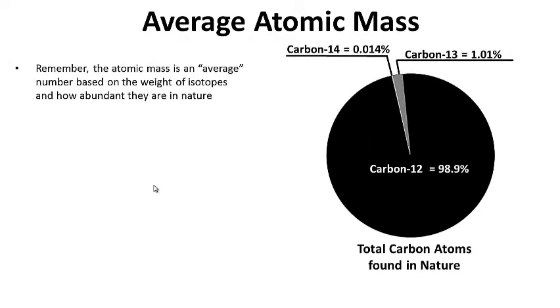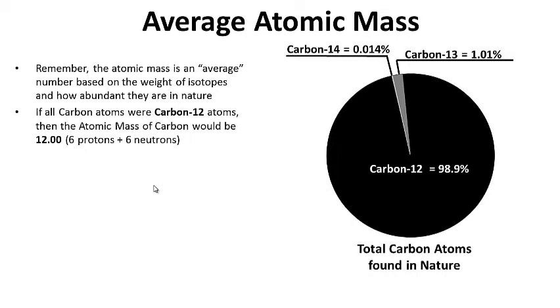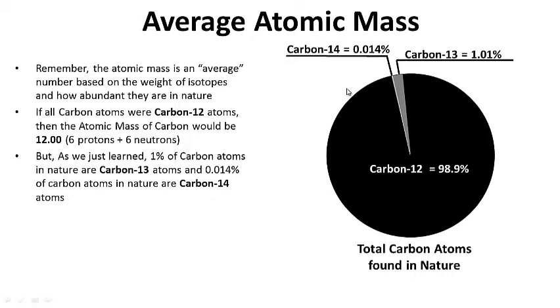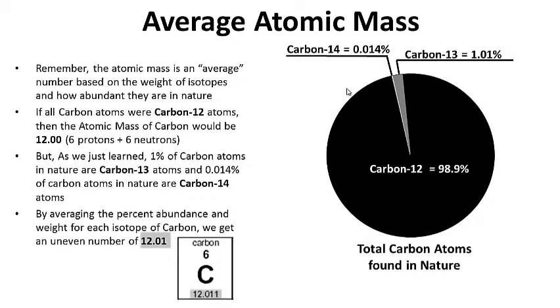Remember, the atomic mass is an average number based on the weight of isotopes and how abundant they are in nature. If all carbon atoms were carbon-12 atoms, then the atomic mass of carbon would be a perfectly even number of 12, 6 protons and 6 neutrons. But as we just learned, 1% of carbon atoms in nature are carbon-13 atoms, and 0.014% of carbon atoms in nature are carbon-14 atoms. By averaging the percent abundance and weight for each isotope of carbon, we get an uneven number of 12.01.